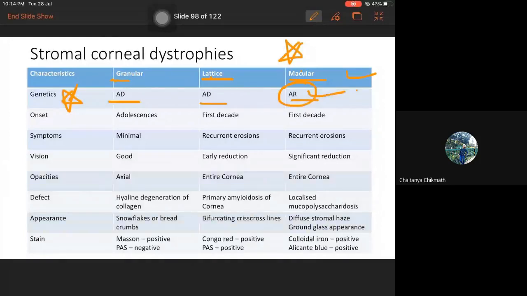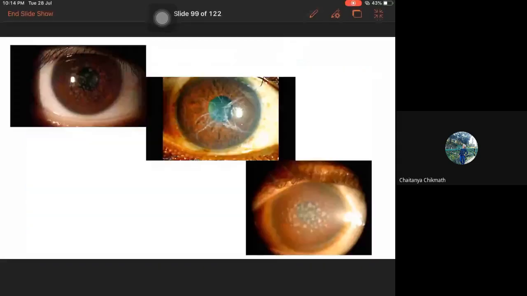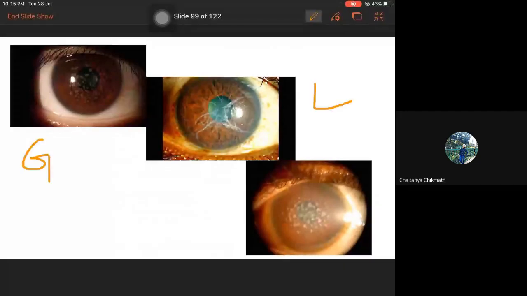Then what is the mode of onset? Usually it's seen in adolescent age. Lattice and the macular dystrophies are seen in the first decade. What are the symptoms? If you look at the diagram, you'll understand exactly what the symptoms are. Look at this. This is a granular dystrophy. Then you have a lattice. Then you have a macular dystrophy.